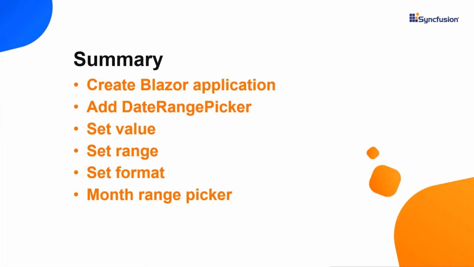Now, let me quickly summarize what we have seen so far. I have shown you how to create a Blazor Server App using Visual Studio 2019 and add a DateRangePicker component to it. And then I explained how to configure the DateRangePicker with specific date values, formats, and month range picker.